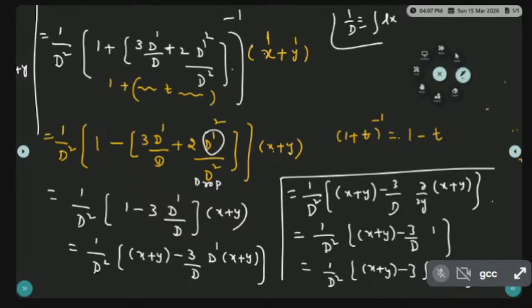Still it takes 5 minutes to complete the problem, but it will be completed.